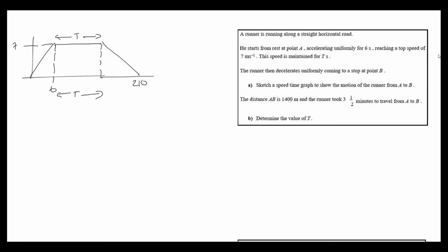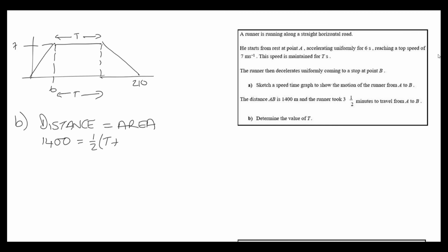That will be useful now when we're trying to determine that unknown value of t. We've been given the distance, and we know that the distance on a velocity time graph is going to be represented by the area. So the distance is going to equal the area. The distance we know is 1,400, and we're just going to look at this velocity time graph like a trapezium.